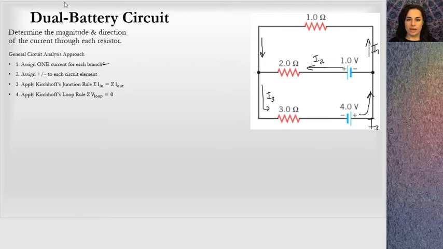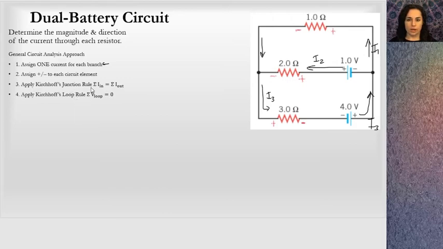Okay, so assign positives and negatives to each circuit element. There's positives and negatives assigned to this 4 volt and 1 volt battery already. And now that I've assigned the direction of the current, I can assign positive and negative signs. When I think about I3 flowing through this 3 ohm resistor, this will be the high side of potential for this resistor, and this would be the low side, so plus minus. There would be a drop in the opposite direction for the 2 ohm, and also in that same direction for the 1 ohm resistor. Okay, so I have drops and rises assigned in my system here.